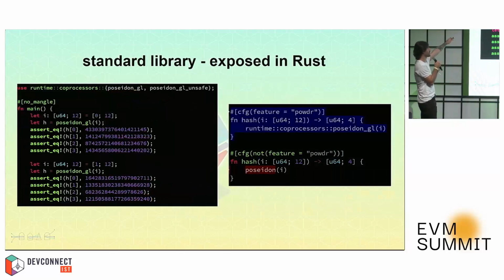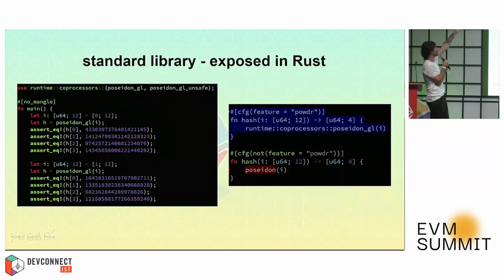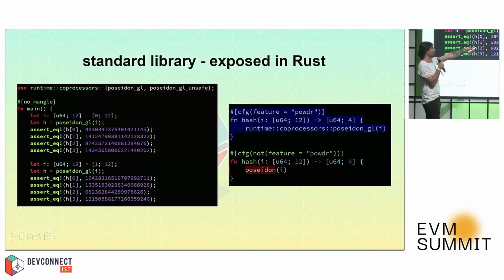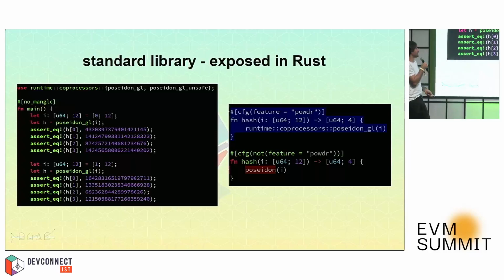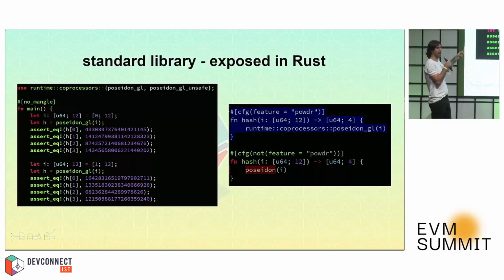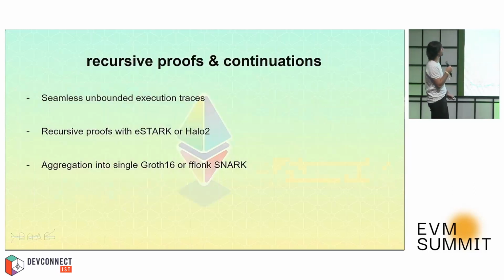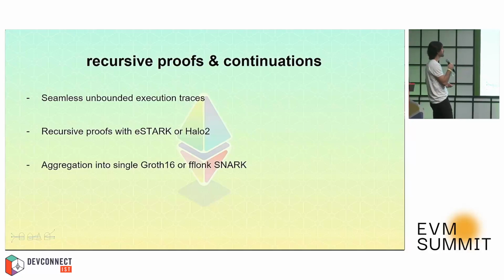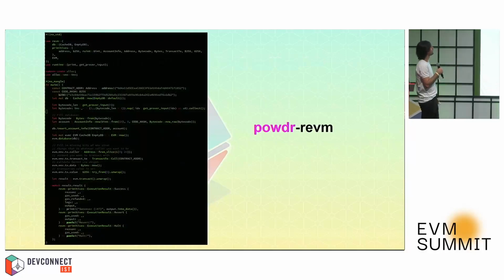This is, for example, a Rust test that simply uses this library that comes from the low-level powdr library. And here you can see code that is activated depending on whether powdr is on or off, and then it uses a native version of Poseidon or the powdr version of Poseidon. So you don't have to change your high-level code at all to use the low-level coprocessors that are more performant. This is also extended by continuations, and you can do unbounded execution traces. In the end, the proofs are aggregated into a single Groth16 or Plonk SNARK. And this enables us to do things like revm.